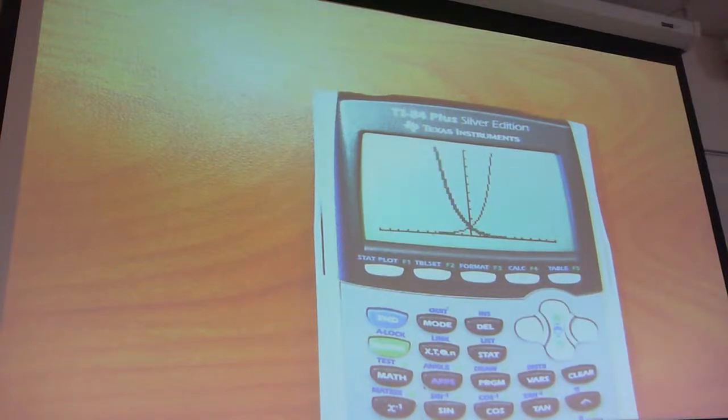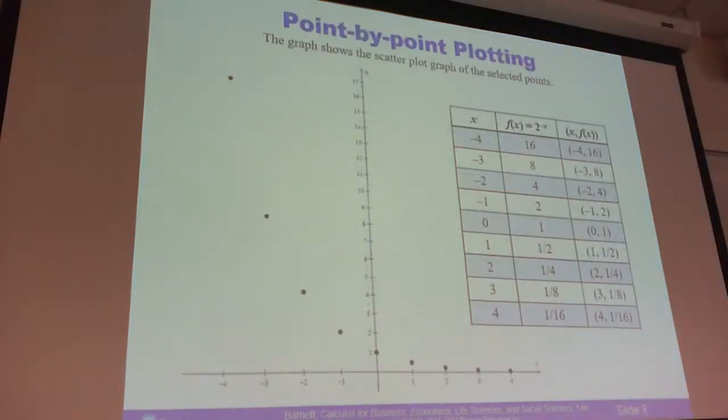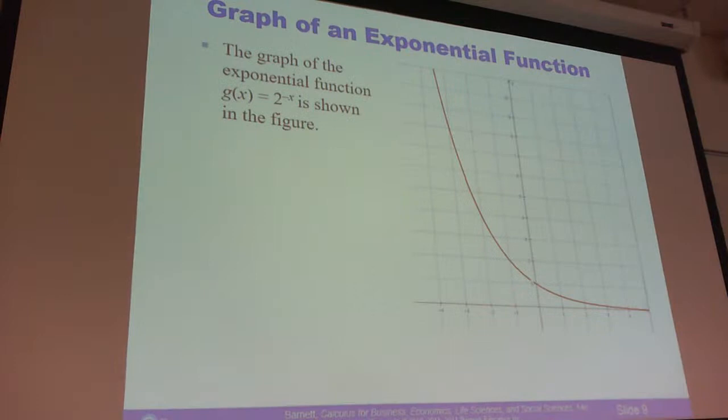And it looks like a reflection. A reflection about what? Is it a reflection over the x, or is it a reflection over the y? Over the y. And the data will look like that, going the other way. And if you graphed it, it will look like that.